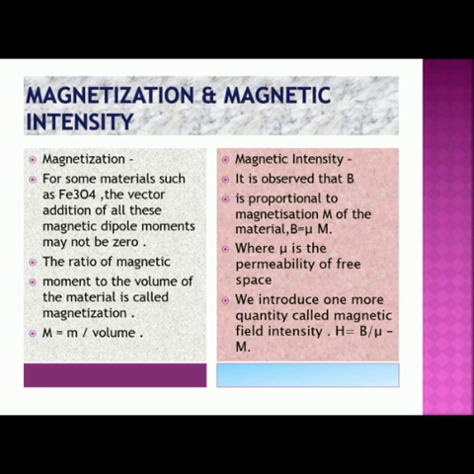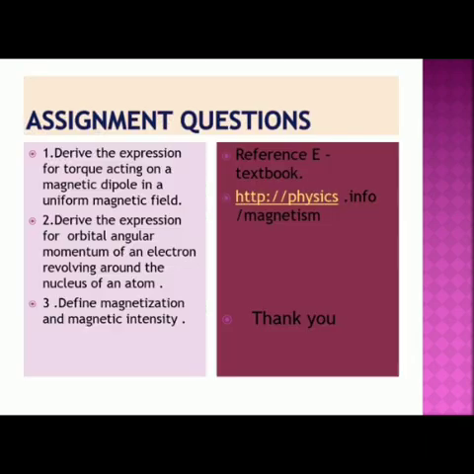The remaining properties and examples would be explained in part 2 of this chapter. Let us move on to the assignment questions. The assignment questions ask you to write down the derivation for the torque acting on a dipole magnetic moment in a uniform magnetic field. We move on to the derivation of the magnetic moment of an electron revolving around the nucleus of an atom. We write down the definitions of magnetization and magnetic intensity. Very important questions from the board point of view.